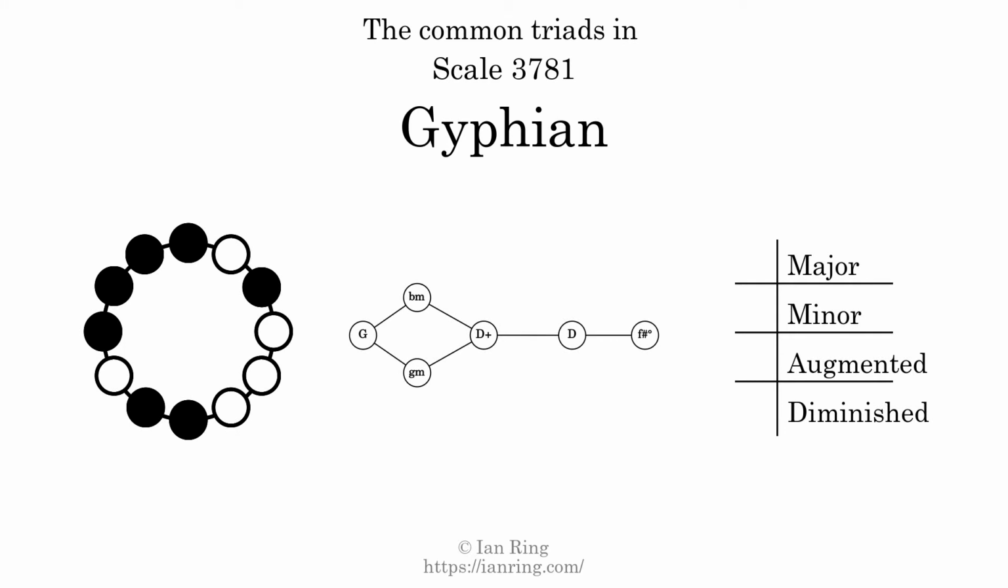Here are the common triads present in this scale. The diagram in the center is a graph of parsimonious voice leading between triads. There are 2 major triads. There are 2 minor triads. There is 1 augmented triad. There is 1 diminished triad. Here is a Hamiltonian path of parsimonious voice leading that uses all the triads.